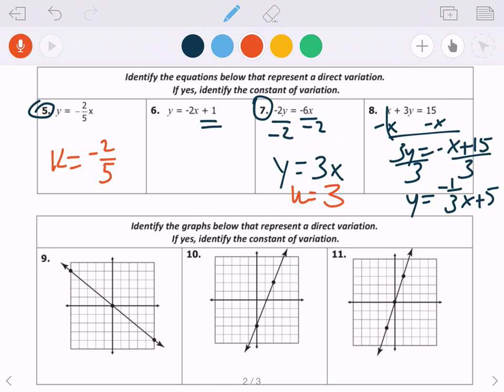Now, taking that idea where we don't have a y-intercept, y equals kx, let's look at 9, 10, and 11. Here I give you graphs. First, identify the graphs that represent a direct variation. If it's y equals kx, that means the y-intercept has to equal 0. Number 6 and number 8 up here, I'm going to erase those because we don't want those circled. In number 6 and number 8, we had a y-intercept, so that means it wasn't in direct variation form.